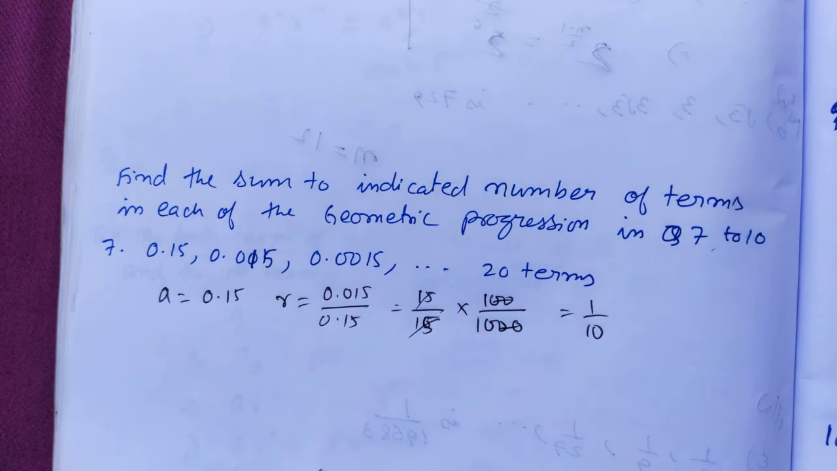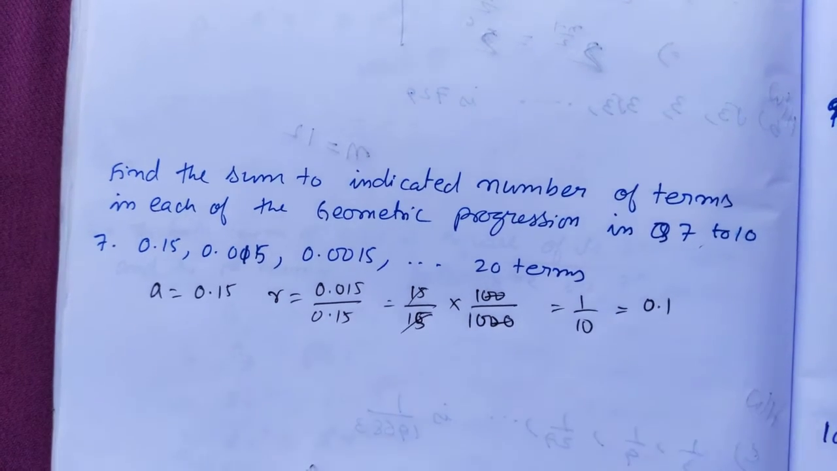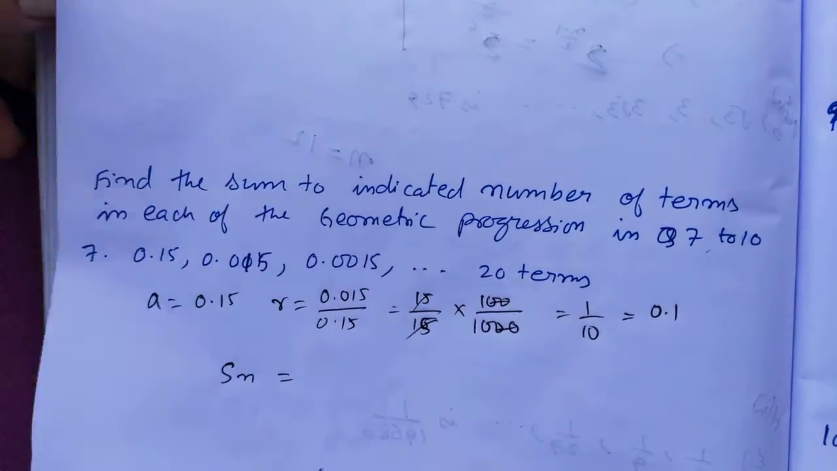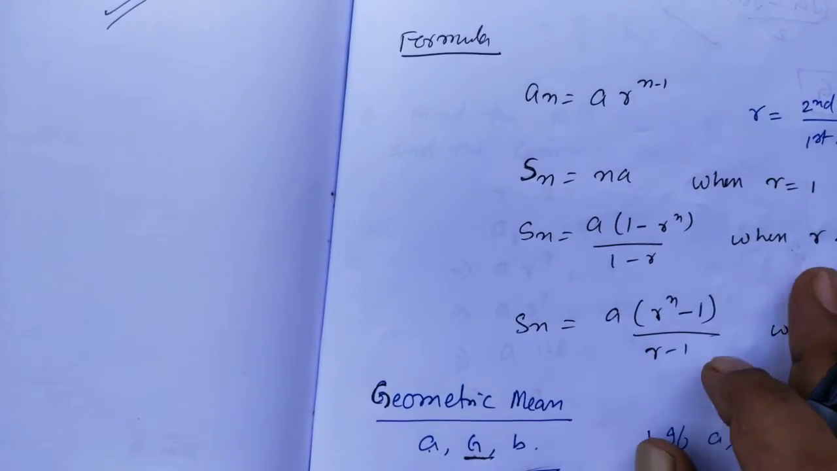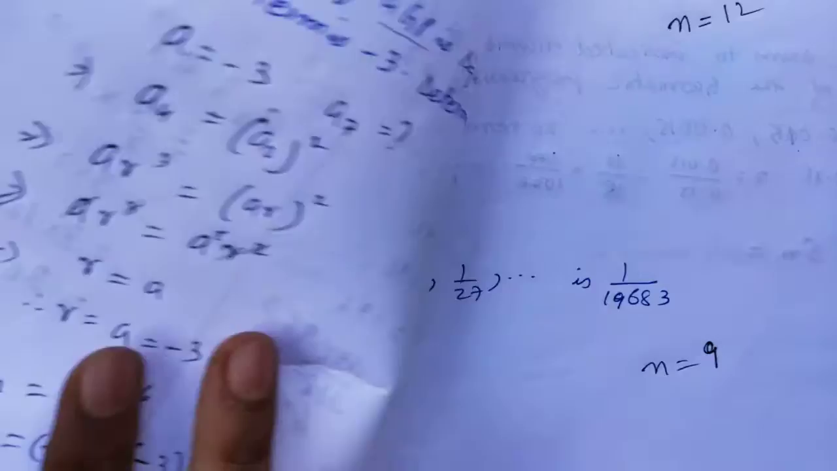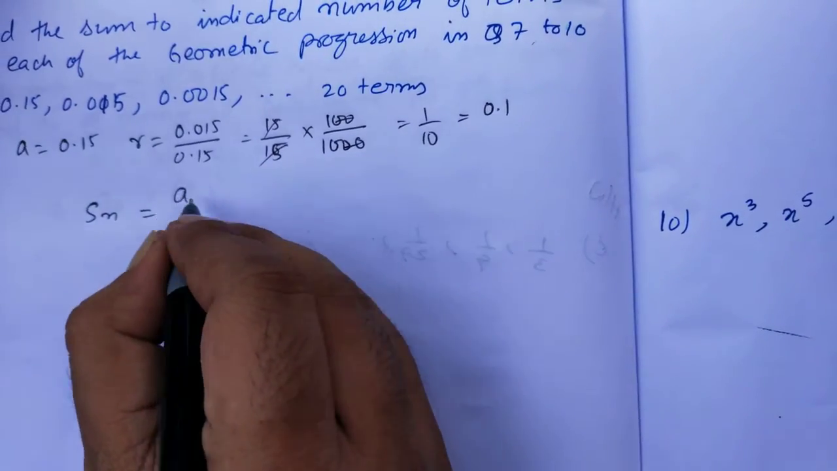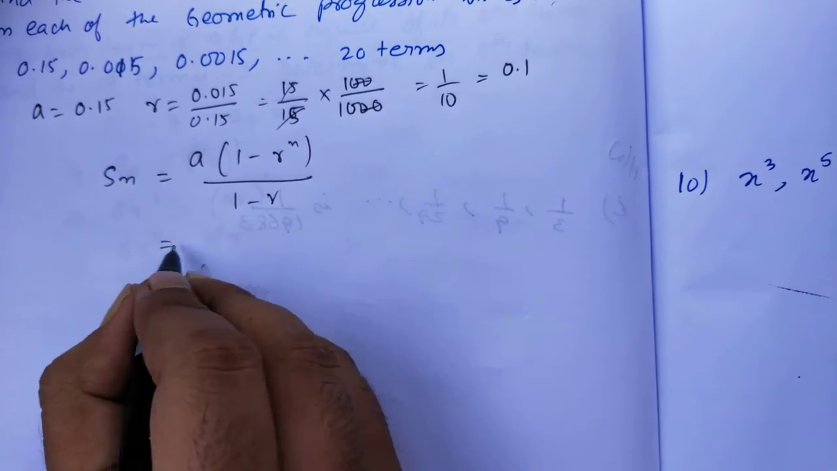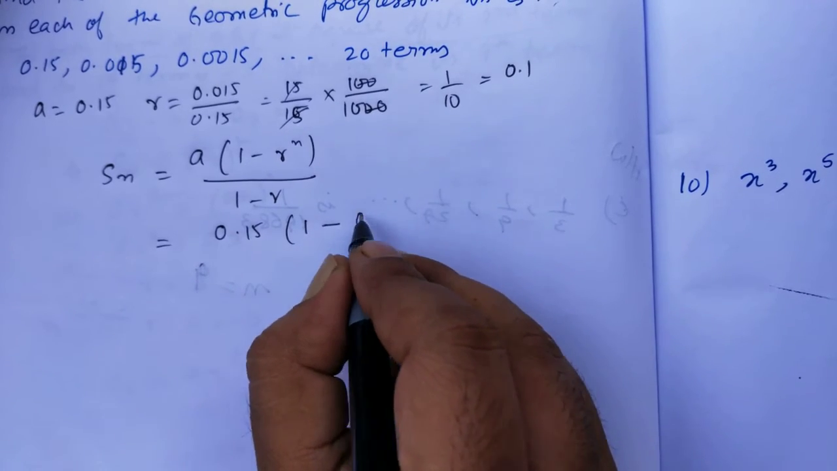So 1 by 10, or we can write 0.1, is less than 1. So the formula of Sn, if R is less than 1, what is the formula? If R is less than 1, we use Sn equal to A times 1 minus R to the n by 1 minus R. So you write A times 1 minus Rn by 1 minus R. So A is 0.15, and 1 minus R is 0.1 whole power.